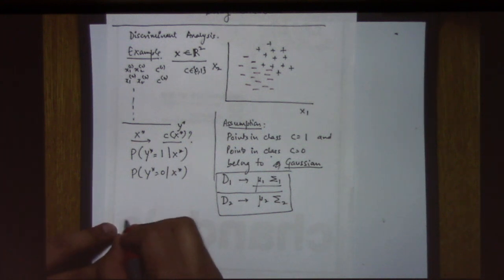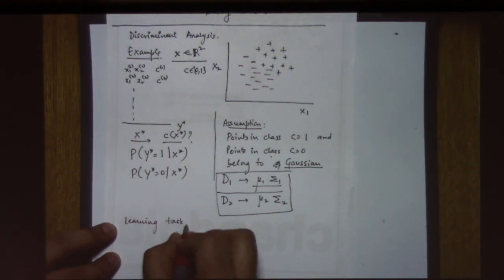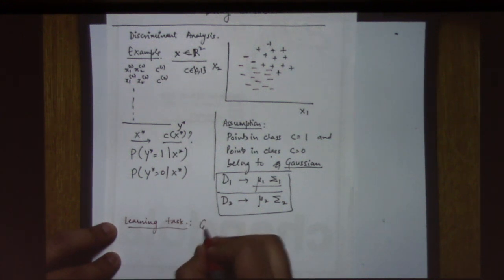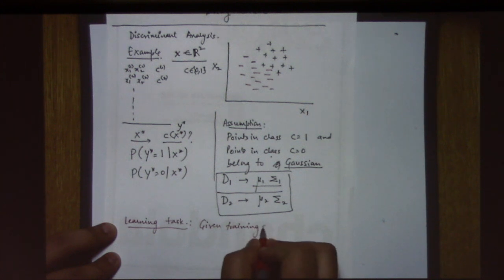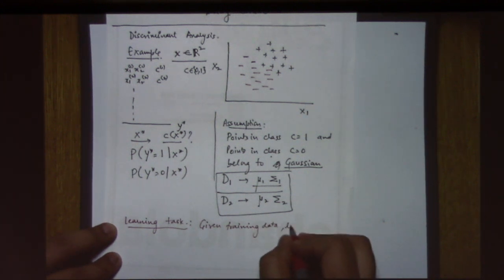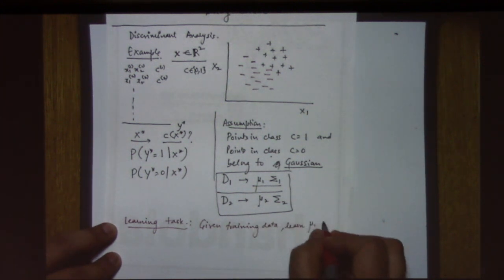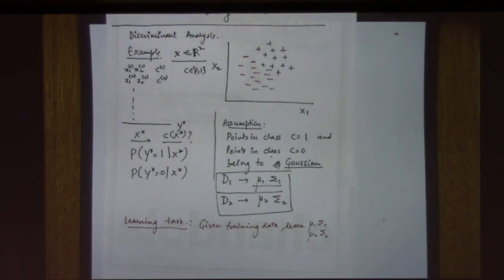So the learning task is: given training data, learn mu1, sigma1, mu2, and sigma2. And once you have that, then what you do is you apply this equation. So let me switch to the slides here.